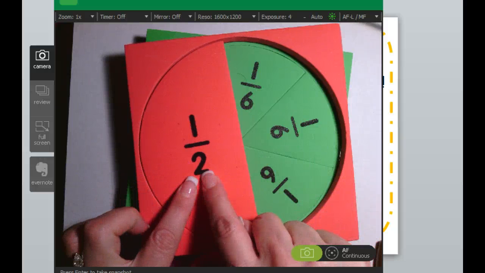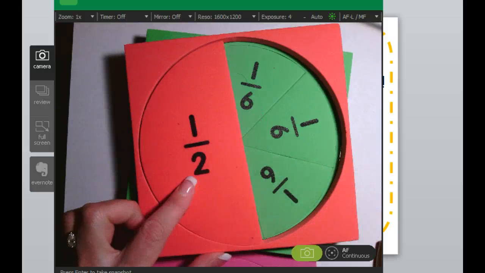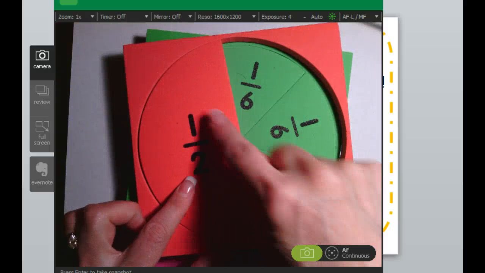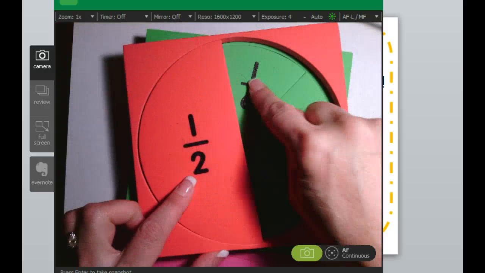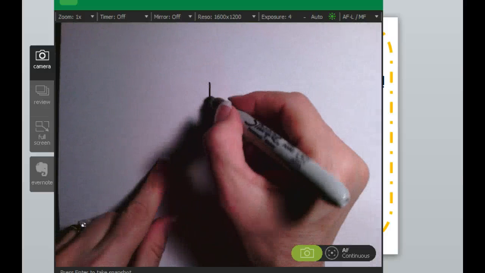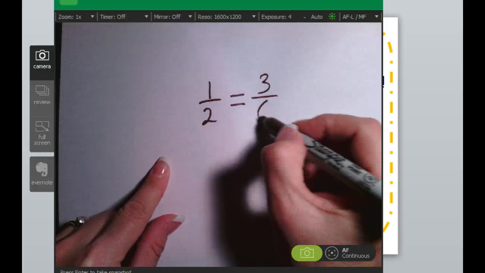When my denominator increased from a 2 to a 6, what happened to the pieces? The pieces got smaller because it's divided into more pieces. So we have 1/2 and 3/6. So in other words, I could say that 1/2 is equivalent to or equal to 3/6.